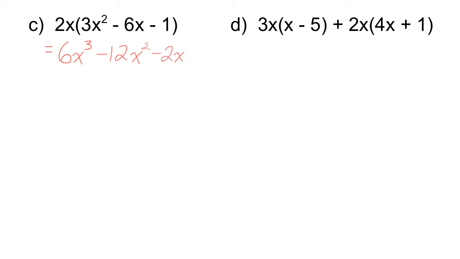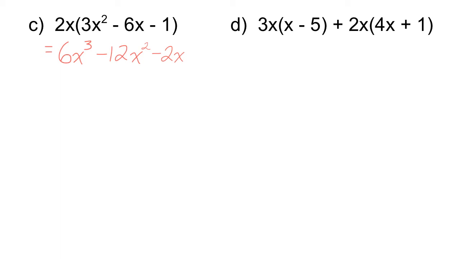When we do all of that, we end up with 6x to the exponent 3 minus 12x to the exponent 2 minus 2x. None of these are like terms. They all have an x, but they all have a different exponent on the x. So we cannot combine these like terms. This is as simplified as we can get it.